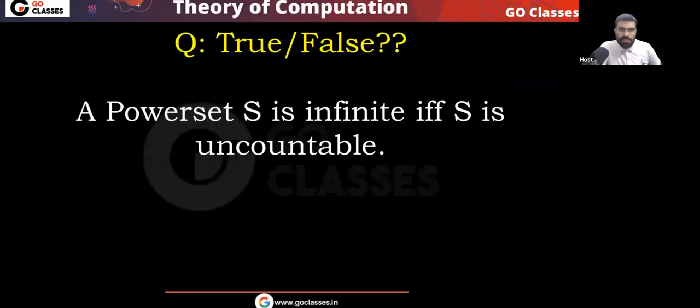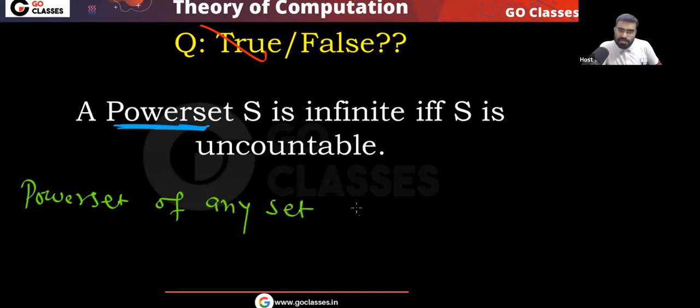Let's see this question. Tell me the answer for this one. A power set is infinite if and only if it is uncountable. Yes, this is true. Okay, so the result is very simple. See, the power set of any set is never countably infinite.